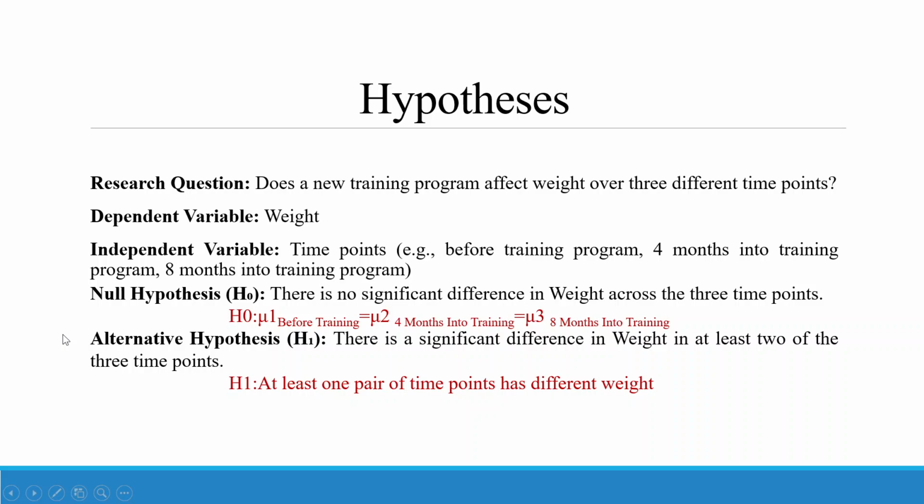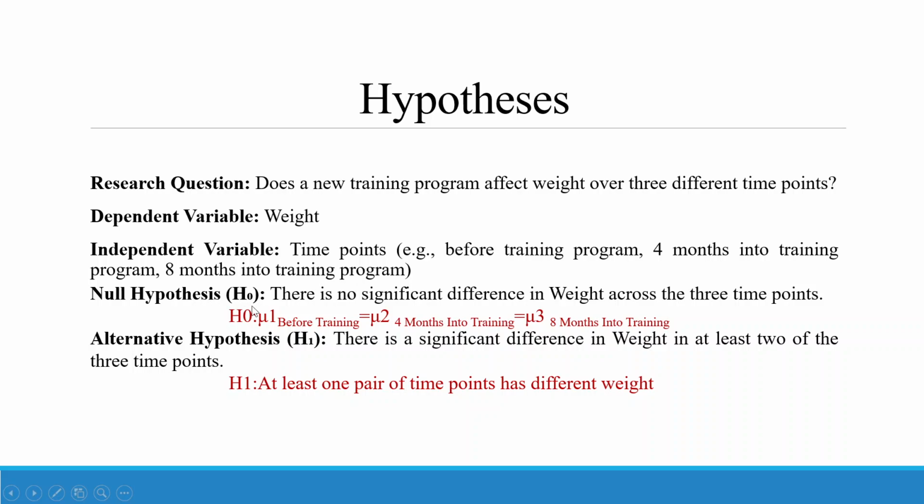Now there are some hypotheses which we will test in this case. We start with the research question. Does a new training program affect weight over 3 different time points or not? Dependent variable is weight. Independent variable is time points. That is, before the training program, the baseline weight, 4 months into the training program, that is after the completion of 4 months, and 8 months into the training program, that is on the completion of 8 months.